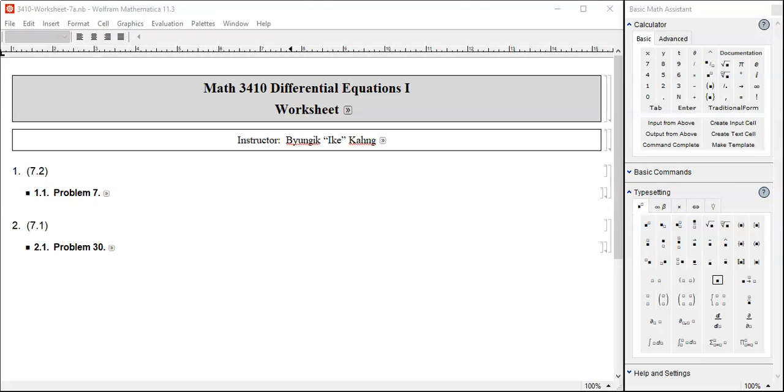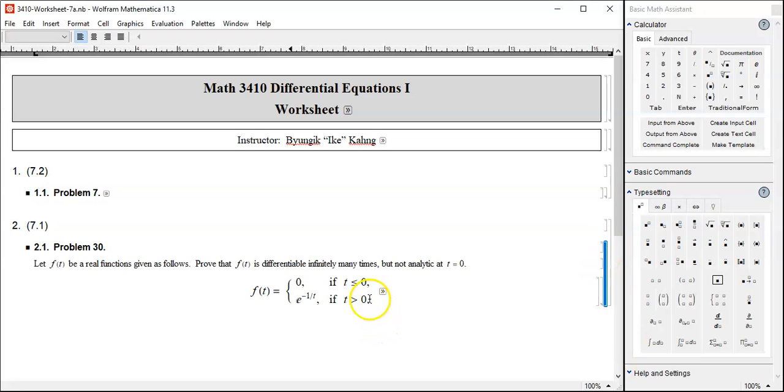Hello students, welcome back. The second problem of this notebook is problem number 30 of section 7.1, and this is not a differential equation problem. It is a proof problem related to analyticity. Prove that the function given as follows is differentiable arbitrarily many times, but not analytic.